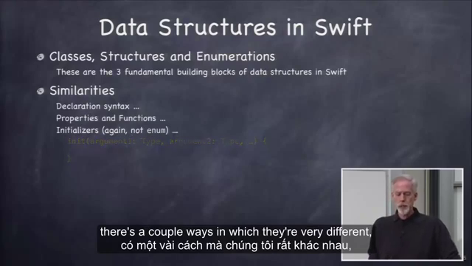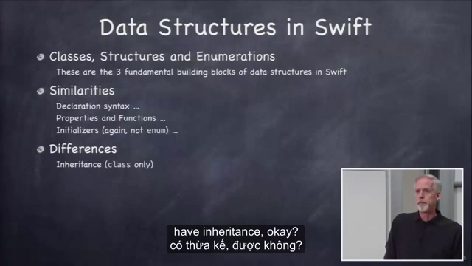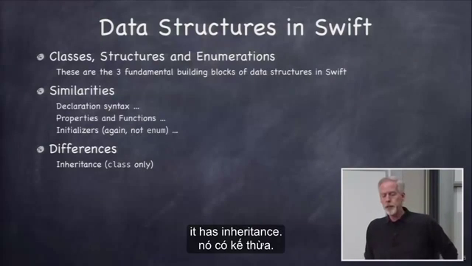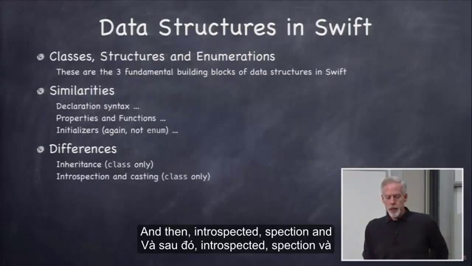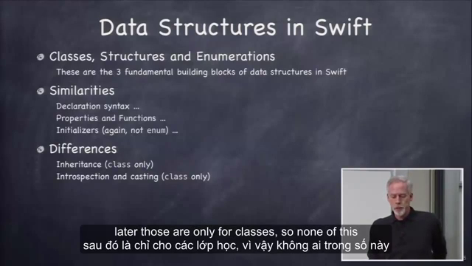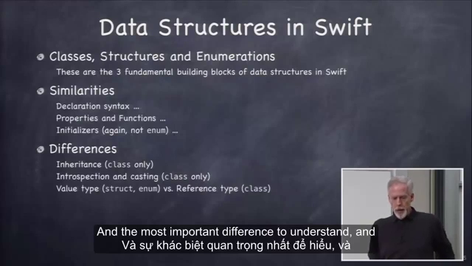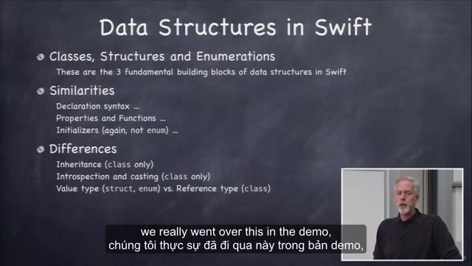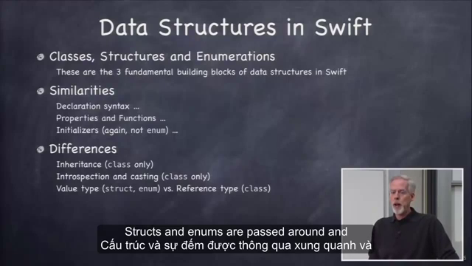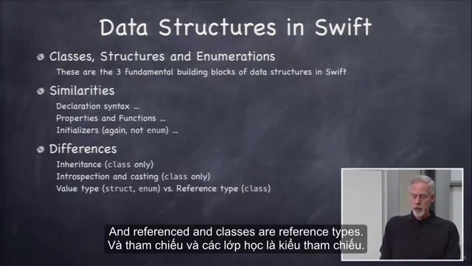So they're similar in a lot of ways, but there's a couple ways in which they're very different. Classes are the only ones where you have inheritance. And it's pretty obvious, that's kind of the main definer of what a class is, it has inheritance. And then introspection and casting, which I'm also going to talk about a little later, those are only for classes. So none of this casting I'm going to talk about can you do for structs. And the most important difference to understand, and we really went over this in the demo, is value type versus reference type. Structs and enums are passed around and stored in variables by copying, and classes are reference types.